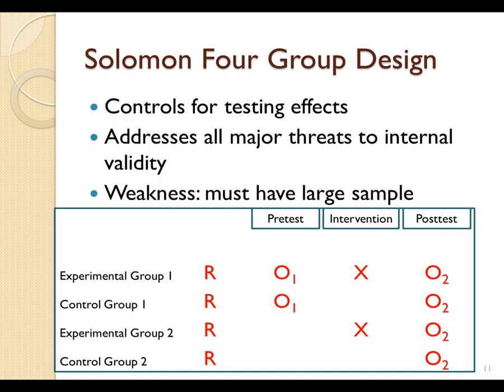By using the Solomon four-group design, we can assess change between pre- and post-test, as well as assess any testing effects that may occur. The main weakness of this particular study design is that it requires a very large sample.